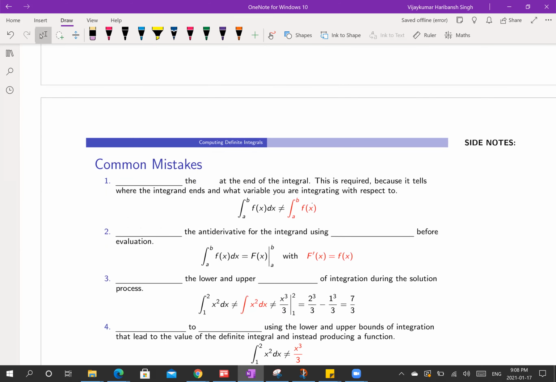Before we go further and do some problems, let's see some common mistakes. First, one common mistake is dropping the dx at the end of the integral. This is required because it tells you where the integrand ends and what variable you are integrating with respect to. For example, the integral from a to b of f(x) dx is not the integral from a to b of f(x). The object on the right-hand side has no meaning whatsoever.